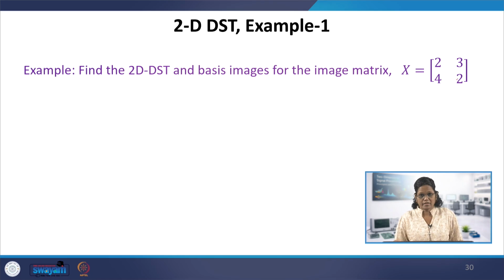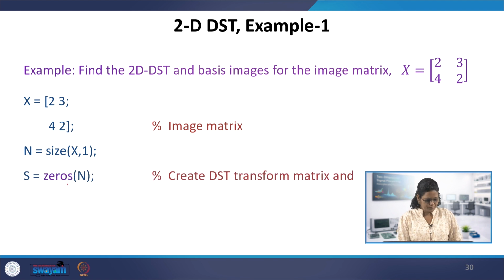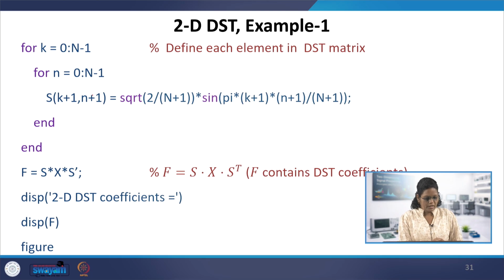So here we have just randomly taken some values, 2342, as an example for the image matrix. It is just a simple 2 by 2 matrix here, but in reality it is not only a 2 by 2 matrix. We take the size of x, and fix the zeros to compute the DST coefficients, where k and n are varying. So you can have this equation of sine of pi times k plus 1 into n plus 1 by n plus 1 and the square root factor, just directly multiplying them. You can see the 2D case S of k, n plus 1.